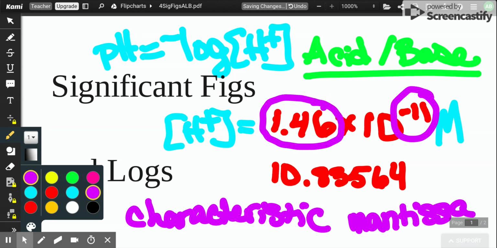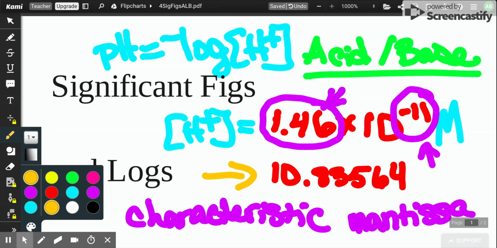So what this is telling me is I can just look at this 1.46 times 10 to the minus 11 and know that, okay, if I take the negative log of it, my answer will be around 11, but a little bit off from that, because of the 1.46. So I took the negative log in my calculator, and the answer that I ended up getting was 10.83564. I just took a bunch of numbers out of my calculator.